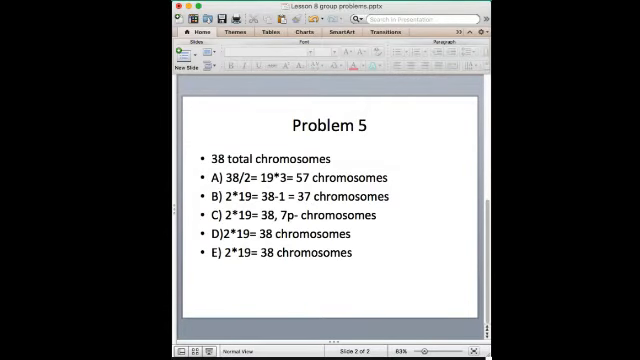Then for D, we have a Robertsonian translocation. This is just where you'll have two normal copies of either the 17 or 18 chromosome, but then you're only going to have one normal copy of the other chromosome, and the other chromosome with it will have a fused 17 and 18 chromosome. So we still have 38 chromosomes. Then for E, same thing, we still have 38 chromosomes. This is just a translocation between non-homologous chromosomes. Cool. And that's everything.